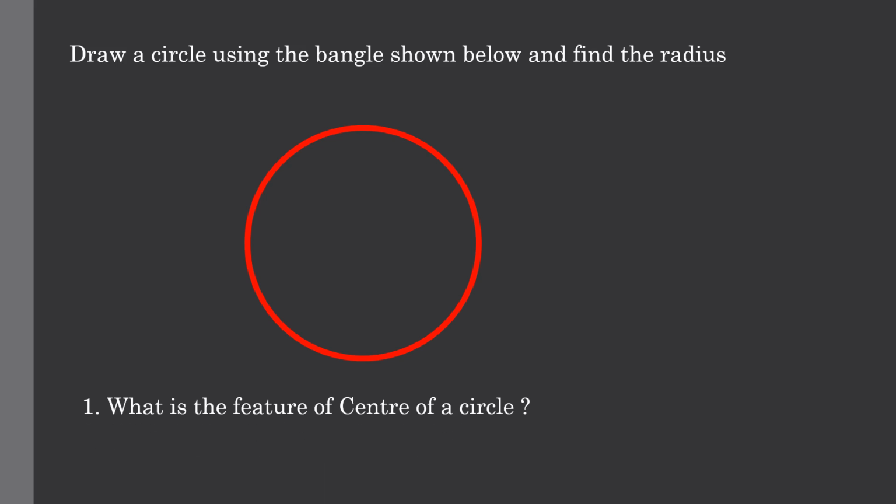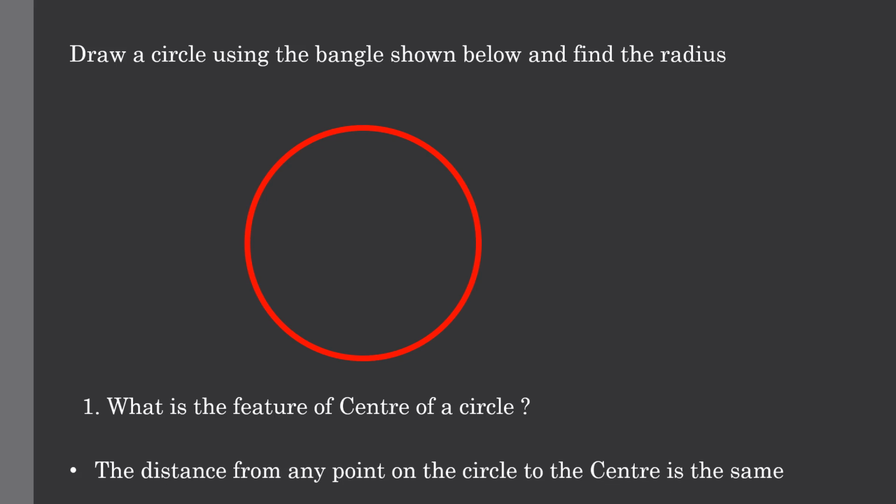Can you tell me what is the feature of the center of a circle? Or what is the relationship between the center and the points on the circle? Yes, correct. The distance from any point on the circle to the center is the same.